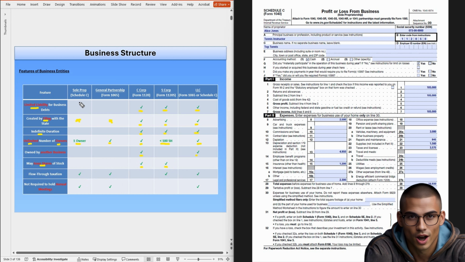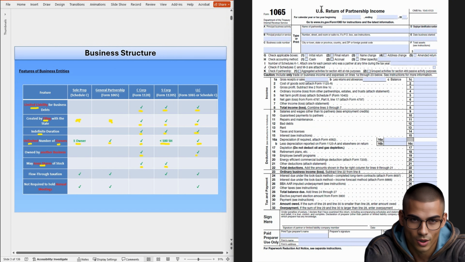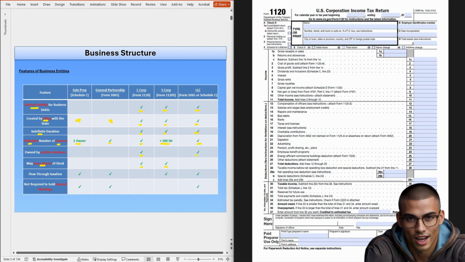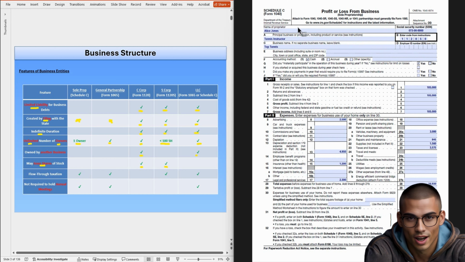Owners report business profit and loss on tax returns. So for a sole proprietorship, you file your Schedule C. A general partnership, you file your 1065. For an S Corp, you file your 1120S. And for an LLC, you file the 1065.